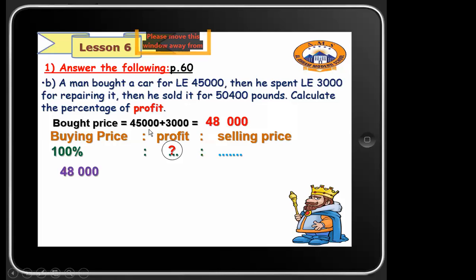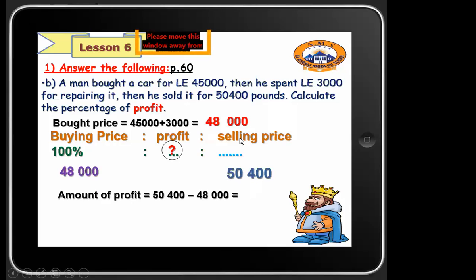He wanted to calculate the profit. I don't know it, okay? But I have the buying price, which is 48,000, and the selling price is 50,400. So here I have to find the amount of the profit. The amount of the profit is found by subtracting the buying price from the selling price. Now, 50,400 minus 48,000 will give you 2,400. This is the amount of the profit, okay? I said this is the monster level, okay?